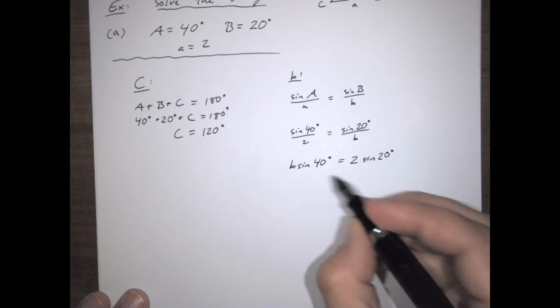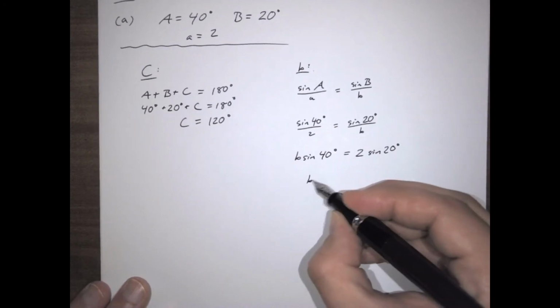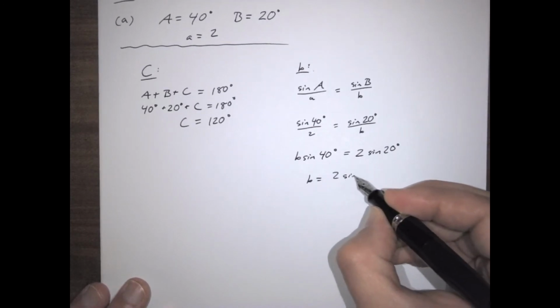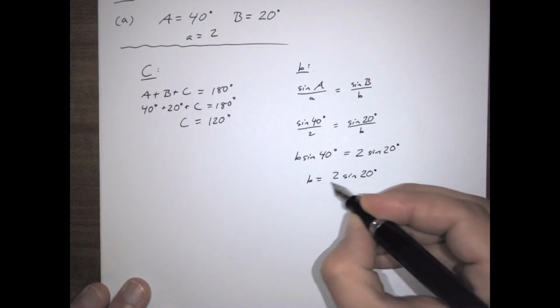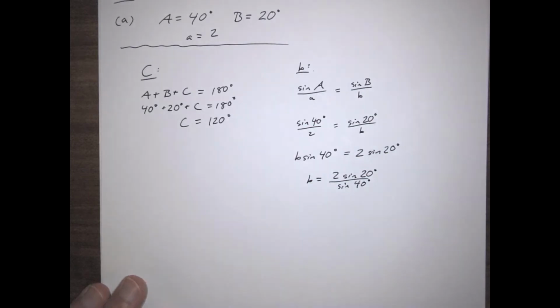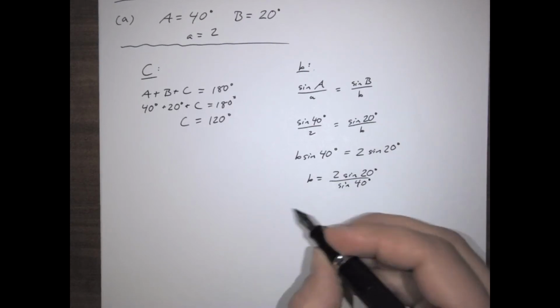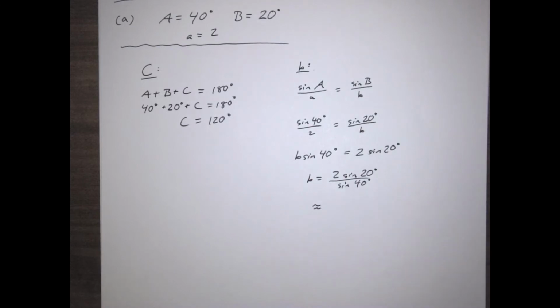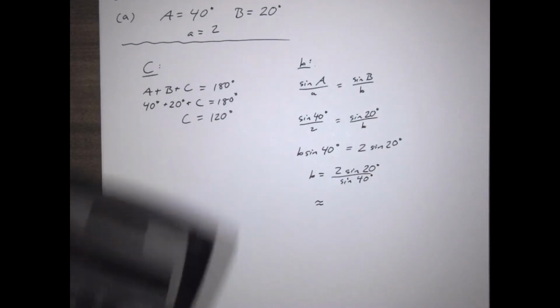And then divide both sides by sine of 40 degrees. Okay. So this, by the way, is why sometimes it's to your advantage to write the whole equation with the little letters on top and the angles on the bottom, because then it saves you like one step. All right, but then we again just plug this into a calculator and ask it.